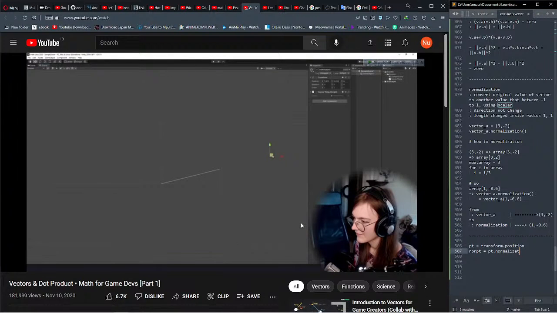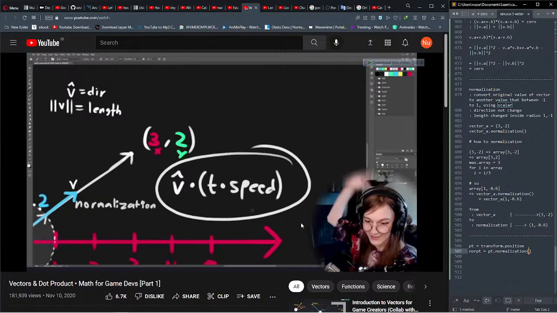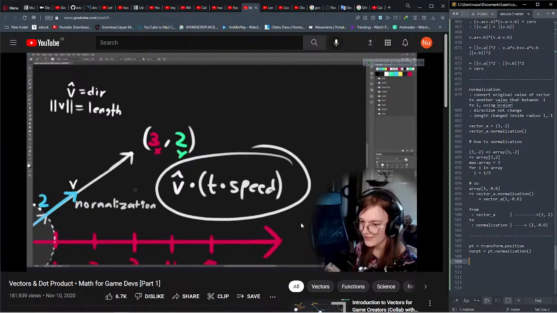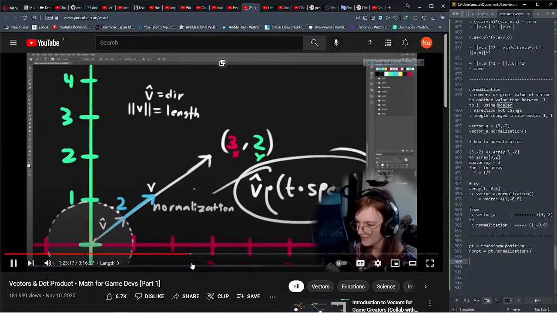Cool. Okay, so let's talk about the length, because we've sort of mentioned the length a lot when it comes to normalizing things. We probably should have talked about it earlier.